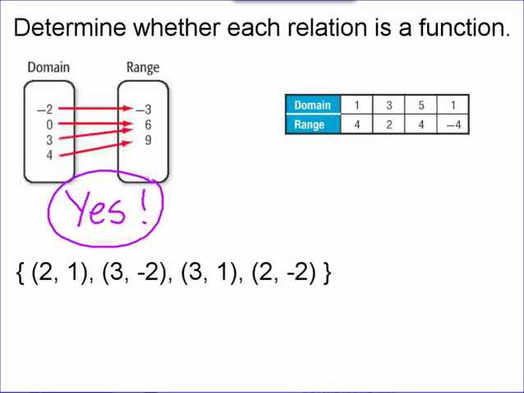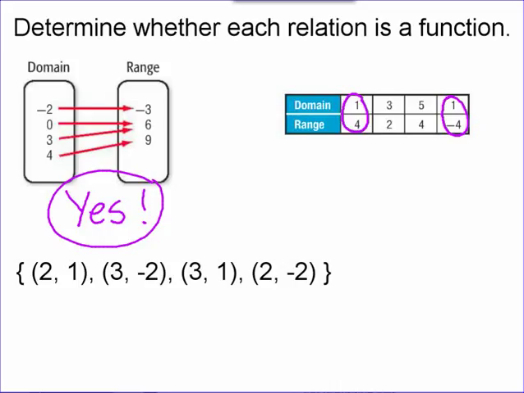Let's look at this next one. Is 1 paired with exactly one element of the range? No. Why not? Because it's paired with 4 and -4. What do you notice about this? The number 1 is paired with how many elements of the range? 2.